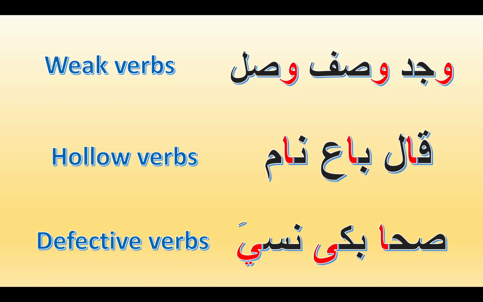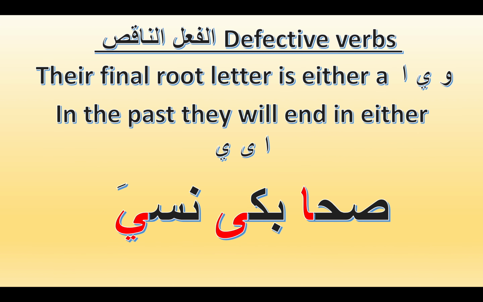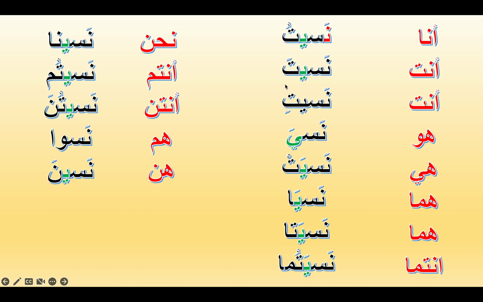Let's see the conjugation of nesiya now to get a better understanding of how these verbs appear. Oh, before that, quick bit on defective verbs. As I explained before, the final root letter is either an alif, ya, or a waw, and in the past they will either end, as I explained before. So, صحا, بكى, نسي. So here's the conjugation. أنا نسيت. أنت نسيت. أنت نسيتِ.